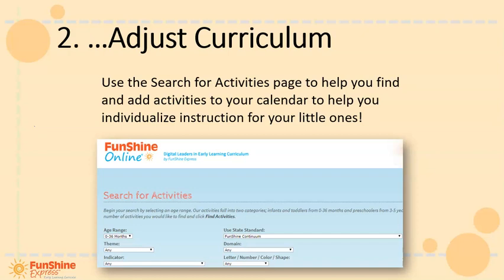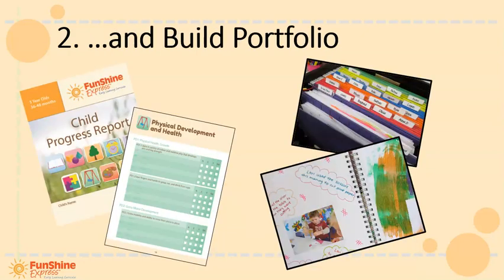Create a physical portfolio for each child using binders, milk crates with hanging folders, or whatever works best for you. Keep meaningful pieces of evidence as part of the portfolios. Transfer your observation notes from the group assessment worksheet to the child progress reports and keep them in each child's portfolio or binder. Child progress reports can be downloaded and printed from the Assessment with FunShine Digital area as well.